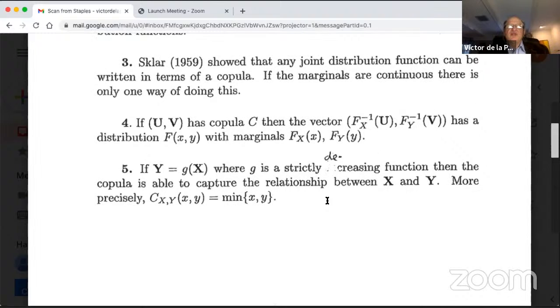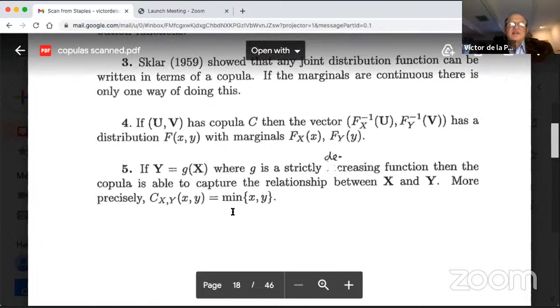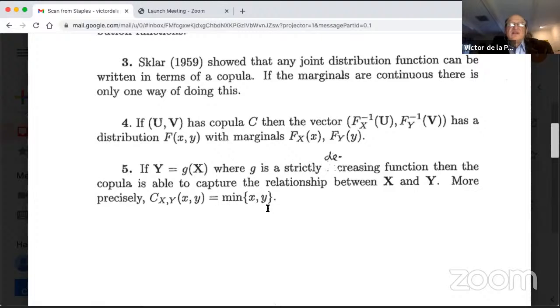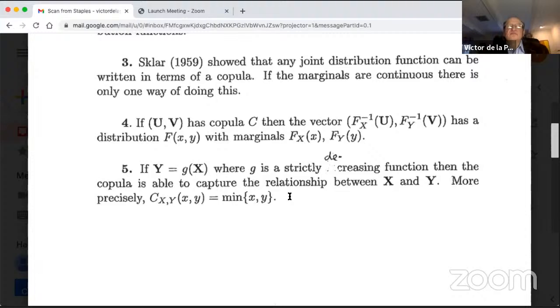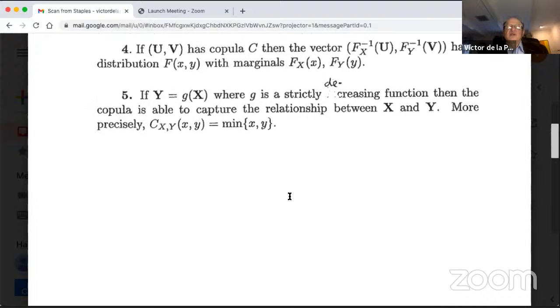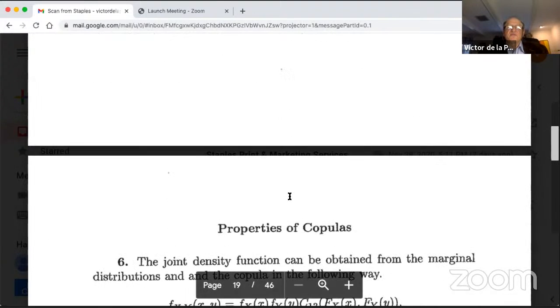Now, if you take y equal to g of x, where g is a strictly decreasing function, then the copula is able to capture the relationship between x and y. More precisely, the copula of x and y is the minimum of x comma y. If it is strictly increasing, it's the maximum. So the copula in this case is fully determined if you have strictly increasing or strictly decreasing functions.